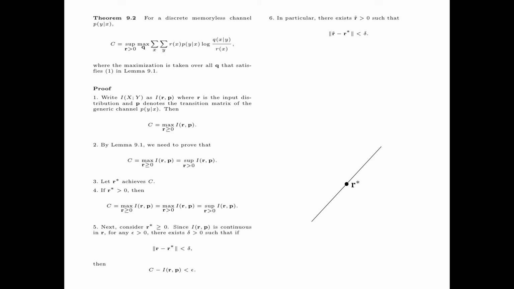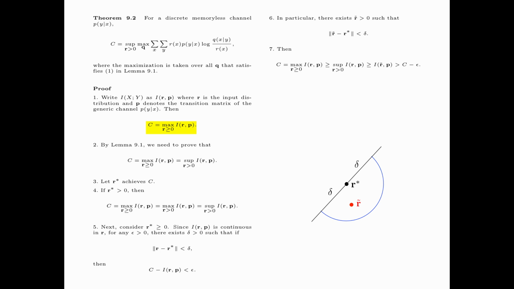This is illustrated in the figure below. Here, R star is on the boundary of the probability simplex. That is, there are some zero probability masses in R star. This is the case of interest because the other case, that is, R star is strictly positive, has already been treated. Now consider a ball of radius delta with the center at R star. And R tilde is a probability distribution within this ball.